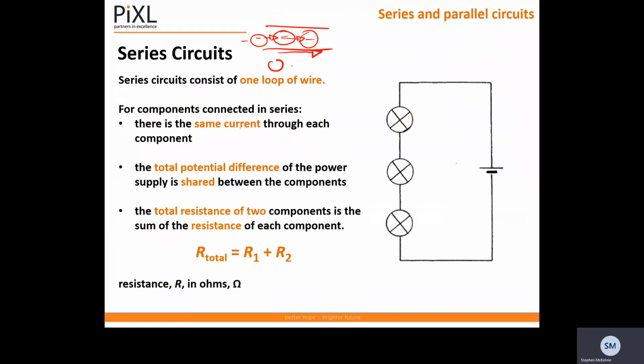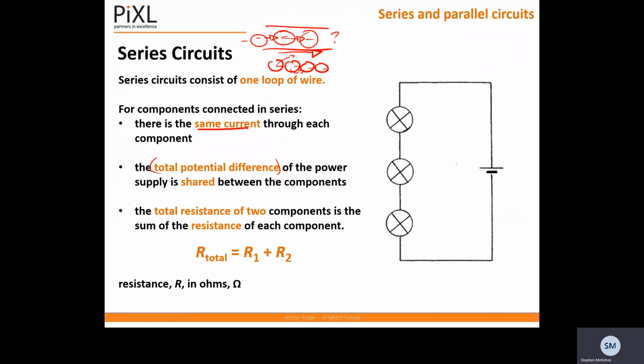Imagine marbles rolling through a piece of pipe. This marble can't get around that marble. This marble can't get around that marble. So whatever rate these marbles are moving, they all have to move at the same speed. Or traffic stuck in a traffic jam. The cars can't go around each other, they just have to follow each other, so everyone ends up going at the same speed. There's the same current through each component in a series circuit.